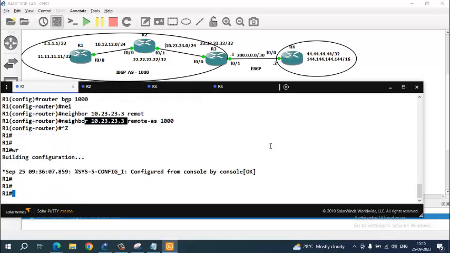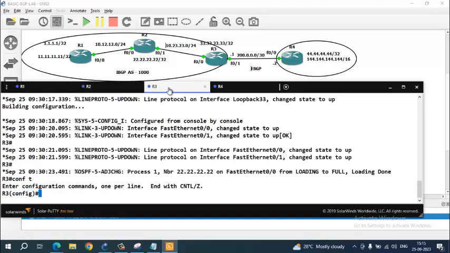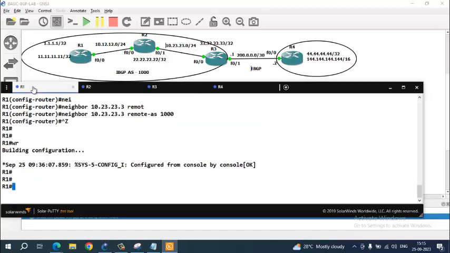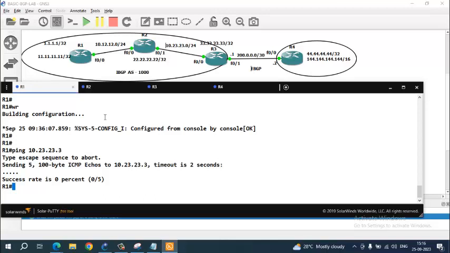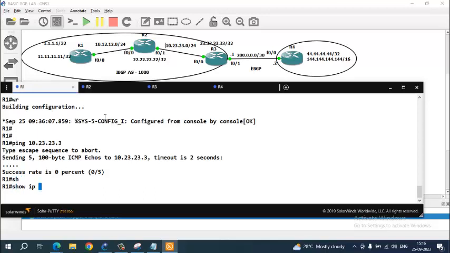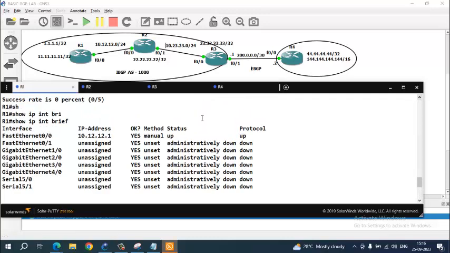Now let me go to router 3. Before that, from router 1, I would like to ping this neighbor. This neighbor should be a pingable address. This needs to be fixed first. If R1 cannot ping R3, then there is a problem. So let us see why. Show IP interface brief. I want to check whether the interface is up first. It is up.